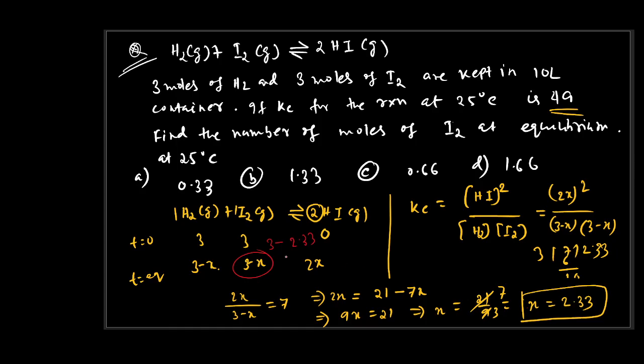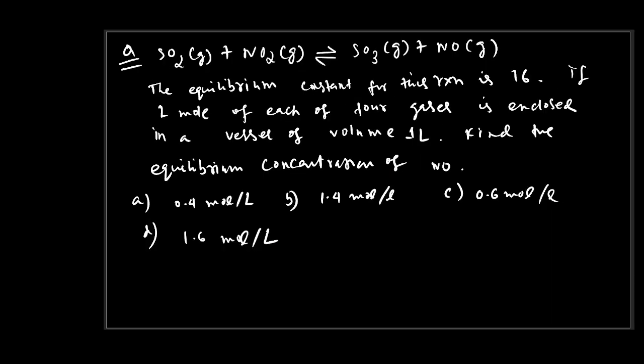So if we solve it, then how much we get? So this will be 3 minus 2.33. So 10 minus 3 is 7, 10 minus 3 is 7, so 0.67. So this is equal to 0.66. So option C. Next problem.